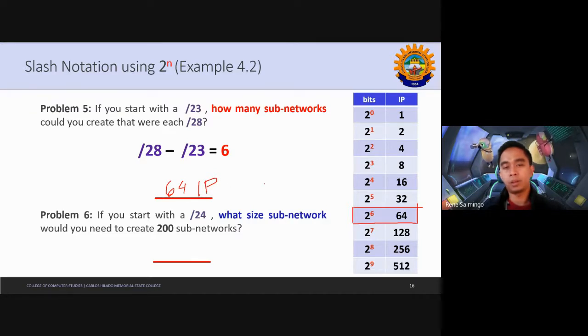And if you start with /24, what size of subnetworks do you need to create 200 subnetworks? If you start with /24, what size of subnetworks do you need to create 200 subnetworks? As we mentioned, we just continue the count from this point up to this point. So the answer would be the maximum value, that is 256.